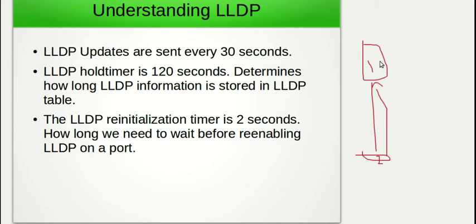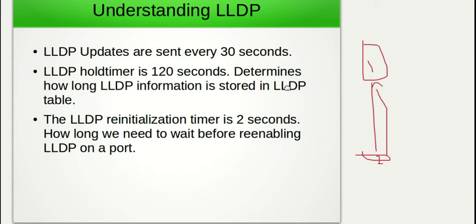Switch 1 will store that information, what's called cache, in its LLDP table. And that information is stored for the whole timer, which is 120 seconds. The way it works, when switch 2 sends information about itself to switch 1 in an LLDP packet, switch 1 will store that in its LLDP table for 120 seconds. If it doesn't receive another LLDP packet from switch 2, it's going to forget the information and remove it from its table. When it does receive an LLDP packet, it's going to refresh the timer.